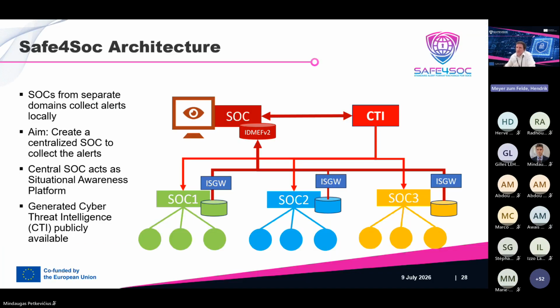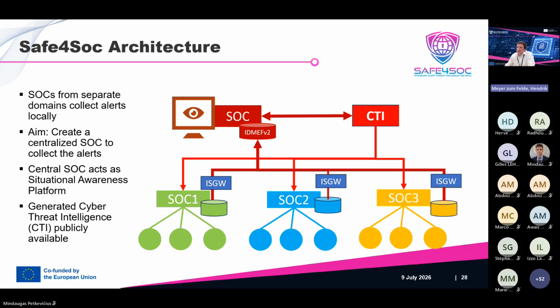And first, I want to explain to you the SAFE4SOC architecture. So consider this typical scenario. You have different security operations centers, each operating in a different domain. Maybe SOC 1 is dealing with health alerts, or Security Operations Center 2 deals with military stuff, or Security Operations Center 3 covers some industrial plant. And all of these SOCs have different proprietary formats for their alerts.